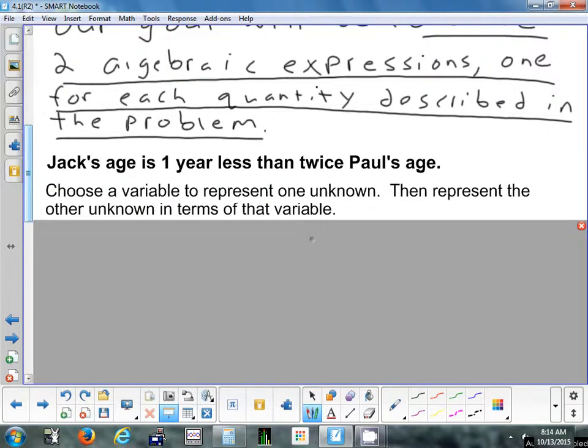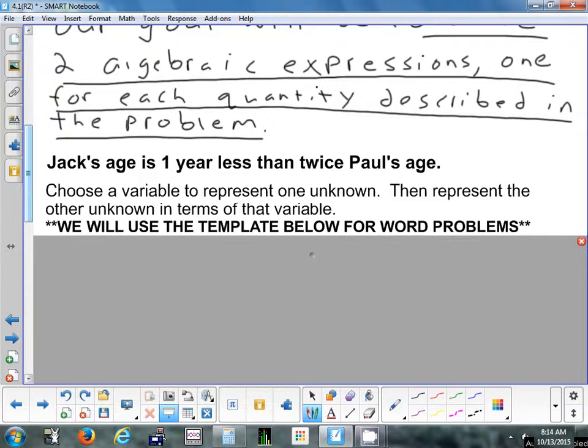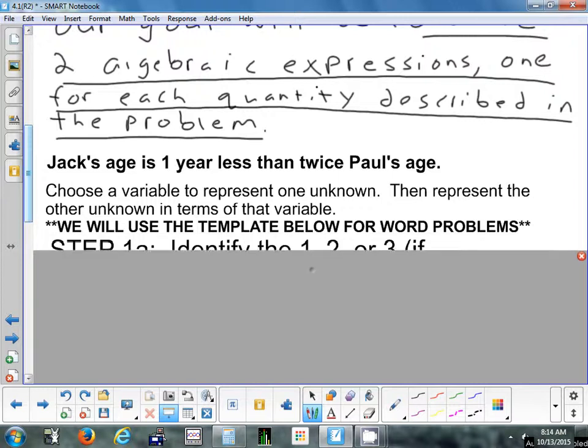So today, like Mr. Hager said, we're not solving any of these. We're not solving for a variable. All we're doing is setting them up. That's all we're doing today. And we're going to give you some hints at how you do this.